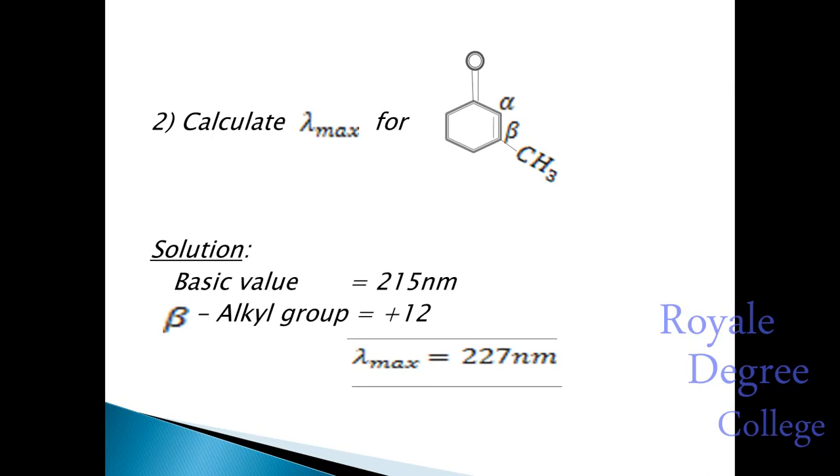Next problem, calculate lambda max for this particular compound. The basic value here is 215 nanometer. Why? Because here the substituent X is an alkyl group, X equals R. So we take the basic value as 215 nanometer. This is the carbonyl carbon, next to it is the alpha carbon, and next to that the beta carbon. One beta alkyl group is attached to that beta carbon, so we add plus 12. Adding 215 plus 12, the lambda max value for that compound is 227 nanometer.